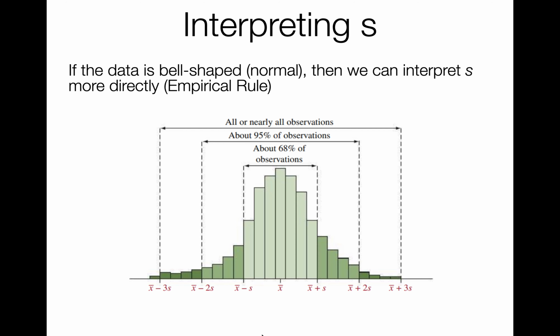So, in the nicest case, when the data is bell-shaped, when the data looks like the shape of a bell, then we can interpret S more directly. Now, bell-shaped is going to come up a lot in this course, and for good reason. I say, in parentheses after bell-shaped, normal.